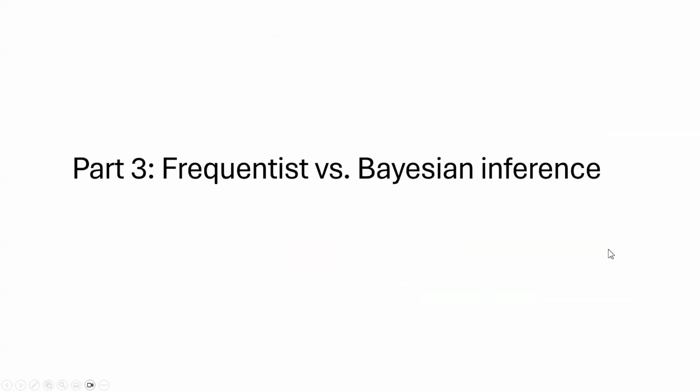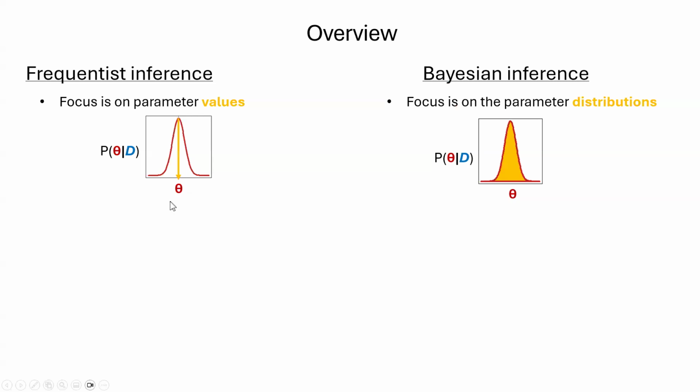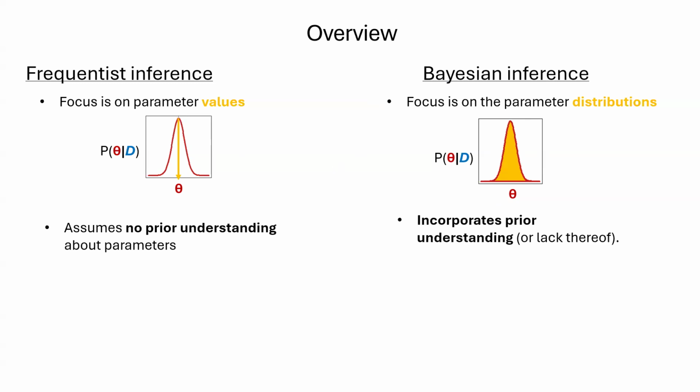All right, so I just want to spend a little time comparing frequentist versus Bayesian inference, just the high points. So, general overview. For frequentist inference, our focus is on estimating parameter values that best explain the data. So we just want to find one value of a parameter. Whereas in Bayesian inference, our focus is on estimating an entire parameter distribution based on the data. In frequentist inference, we assume that we don't know anything about the parameters ahead of time. We estimate them solely based on the data. Whereas in Bayesian inference, we explicitly incorporate our prior understanding or our lack of prior understanding.